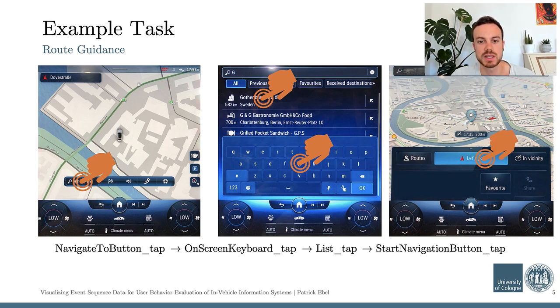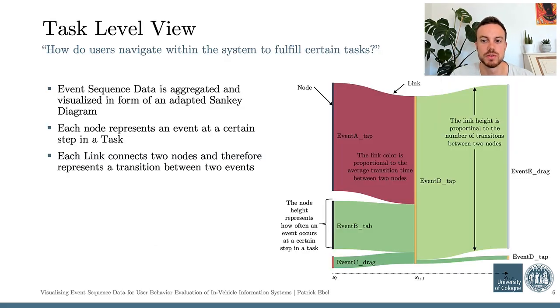Looking at this example, we can already see that there are multiple different possibilities on how the route guidance can be started. We decided to go over the keyboard typing, but we can also choose the tab to choose one of the previous destinations or favorite destinations. To visualize these different opportunities and to create an easy to grasp overview about how drivers navigate within the system, we introduce the so-called task level view.